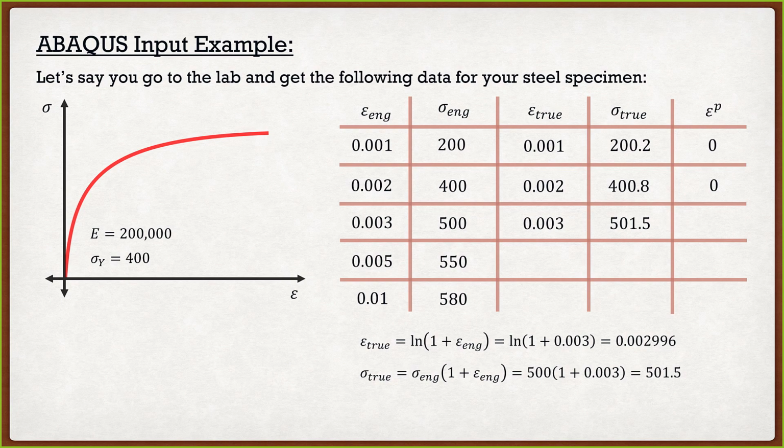Now, what's nice here is that, like we said, at this point we know that it's yielding, so we're going to have a plastic strain component. All we do to find that is take our true strain, which we said is 0.002996, and subtract our stress divided by our Young's modulus. Our true stress at this point is 501.5, and our Young's modulus is 200,000. So our plastic strain is 0.000488. So that makes sense to you guys?